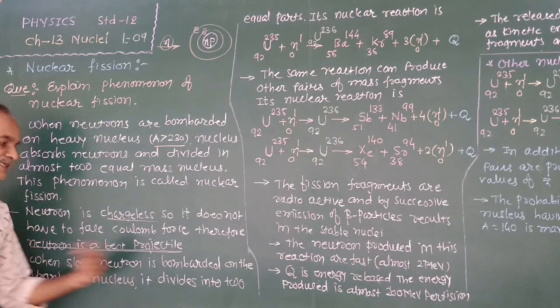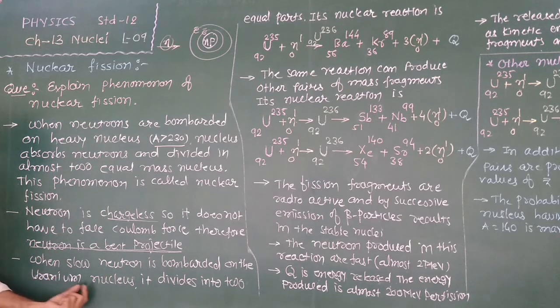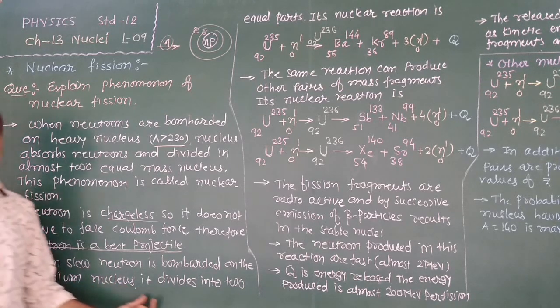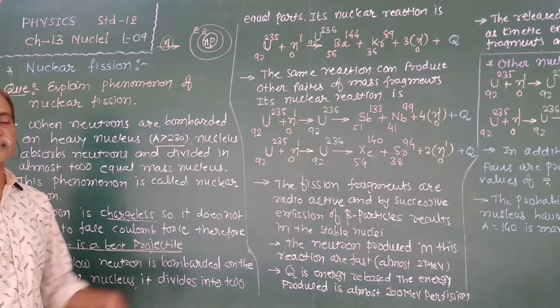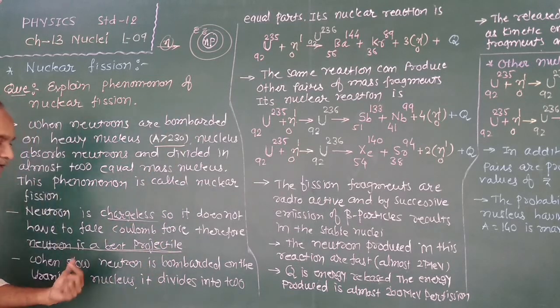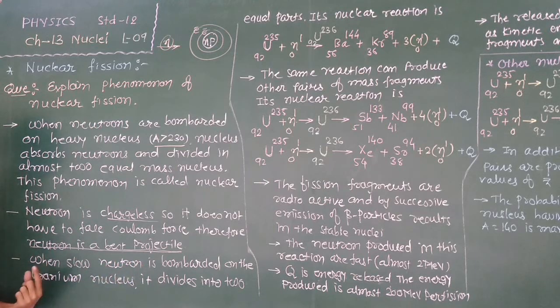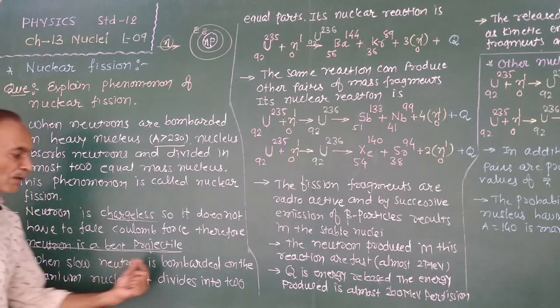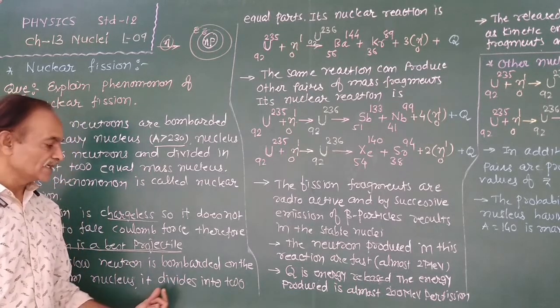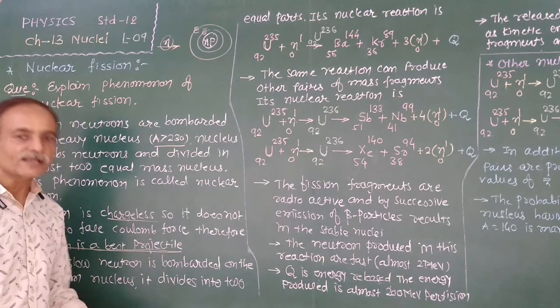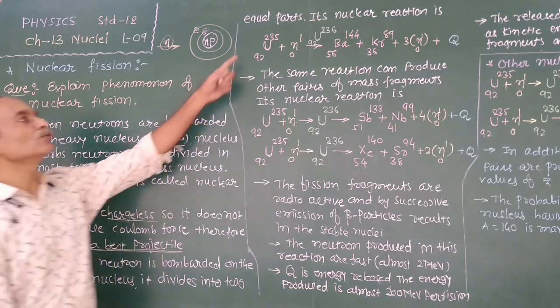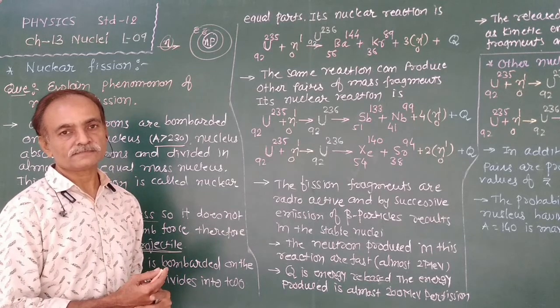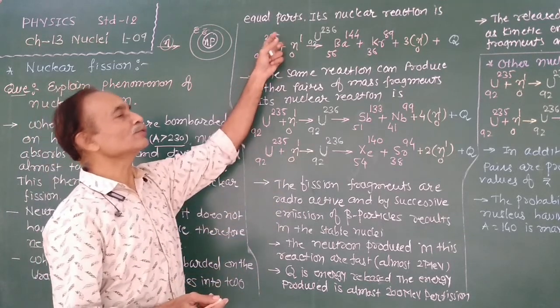When a slow neutron is bombarded on the uranium nucleus, it divides into two equal parts. Its nuclear reaction is as follows. Uranium has the atomic mass number 235, therefore uranium is a heavy nucleus. When the slow neutron is bombarded on the uranium nucleus, the uranium nucleus absorbs this neutron and gets divided into two almost equal parts. The reaction is uranium-92-235.